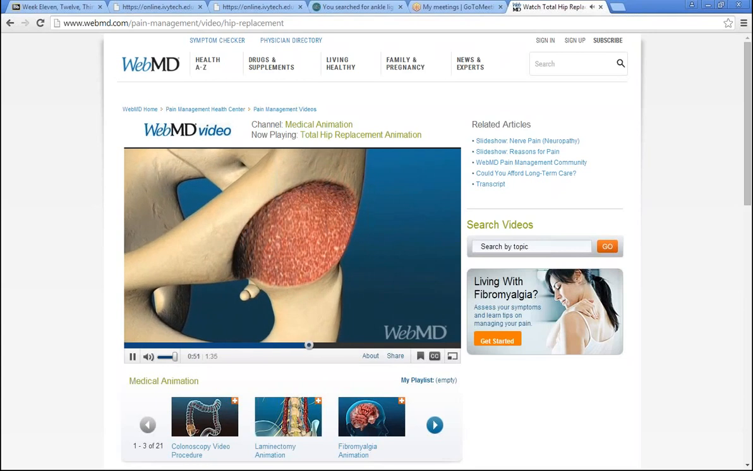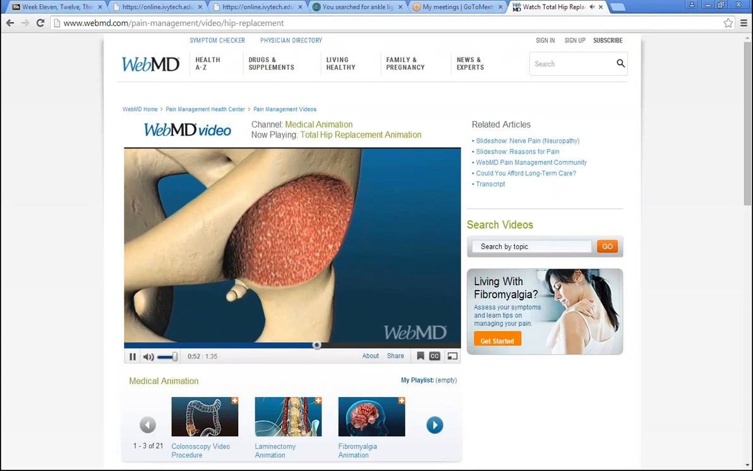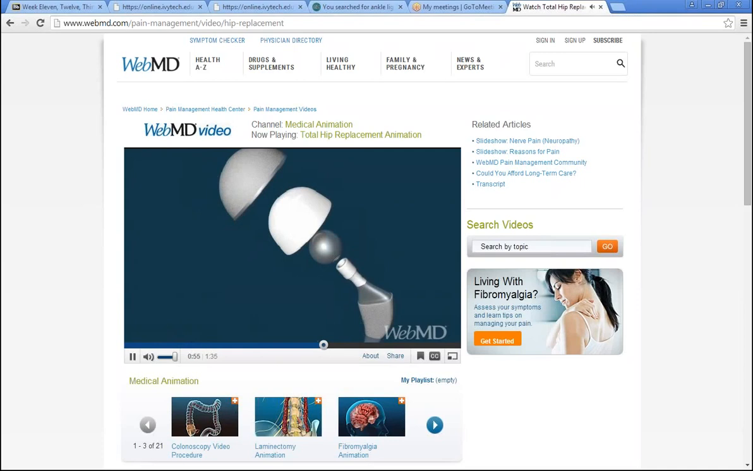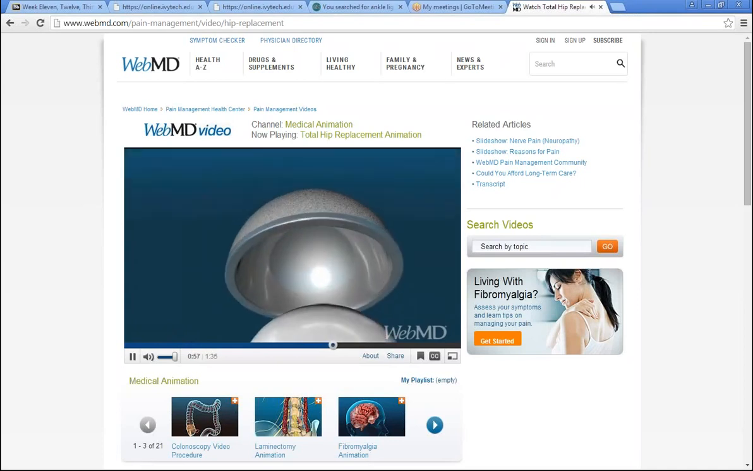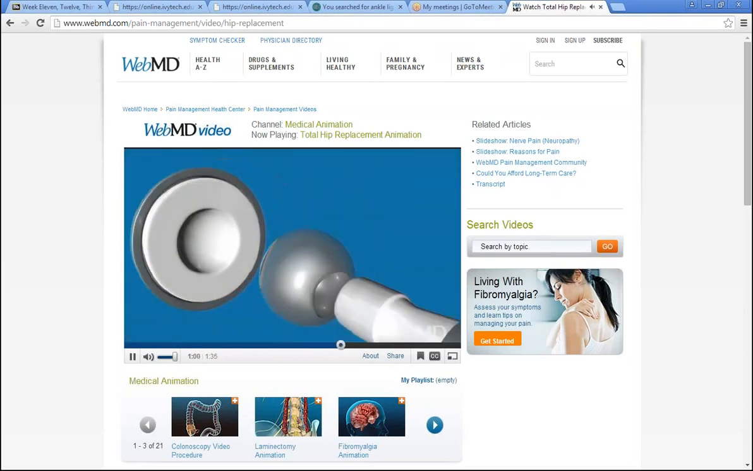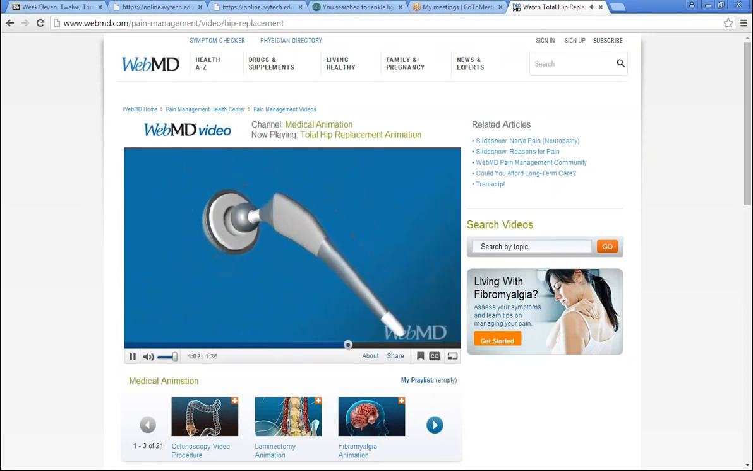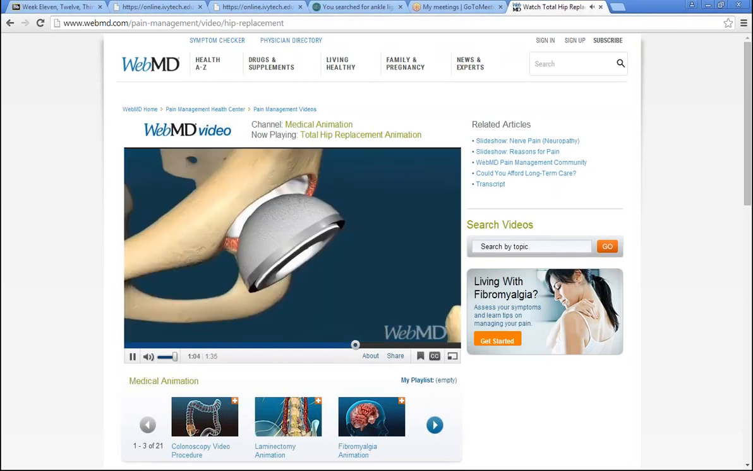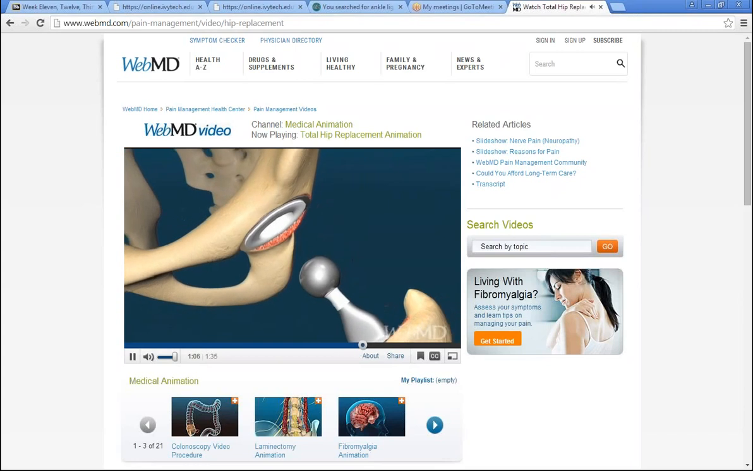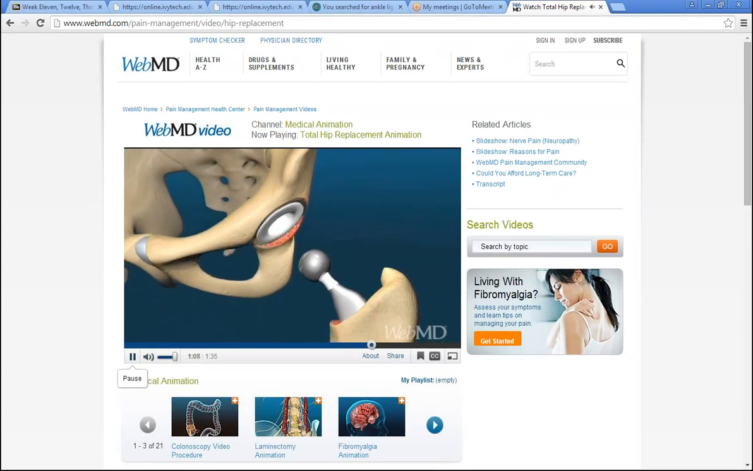To fit the prosthesis or artificial joint, a cemented artificial hip joint includes a socket with a smooth liner and a stem topped with a ball that replaces the femoral head. Your surgeon will cement these prosthetic components into place.